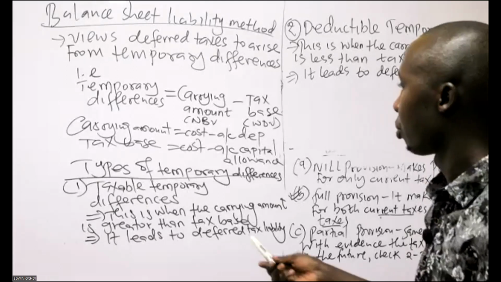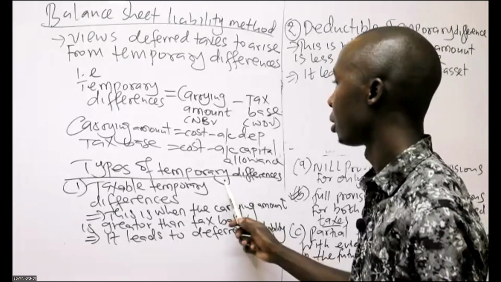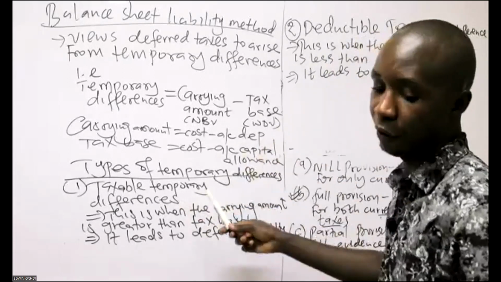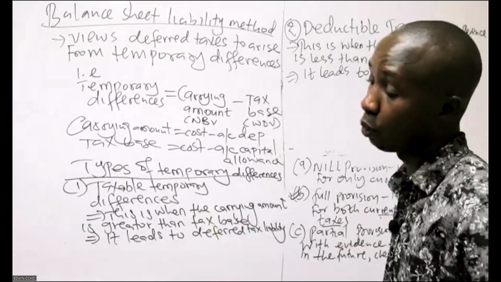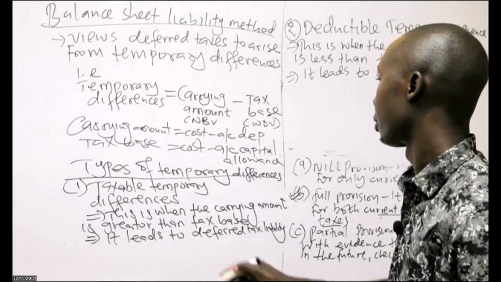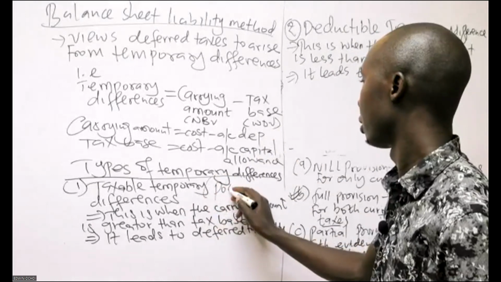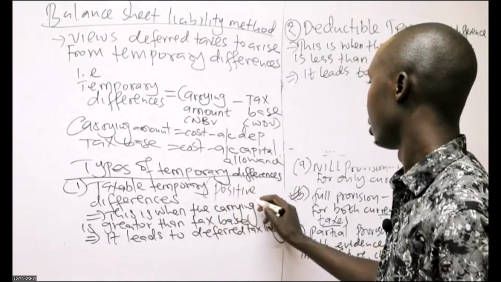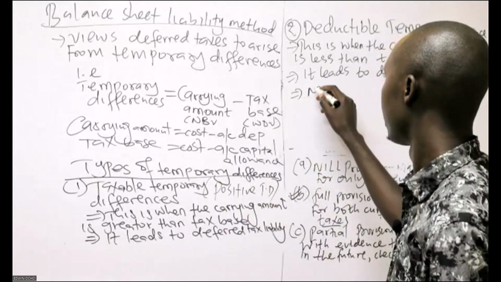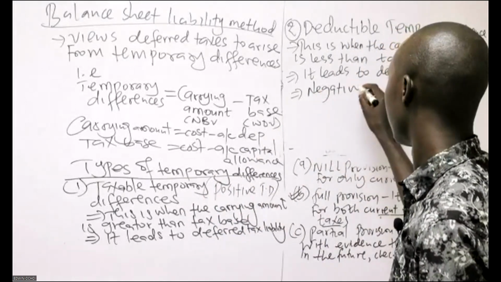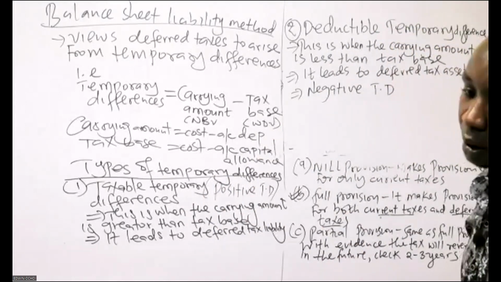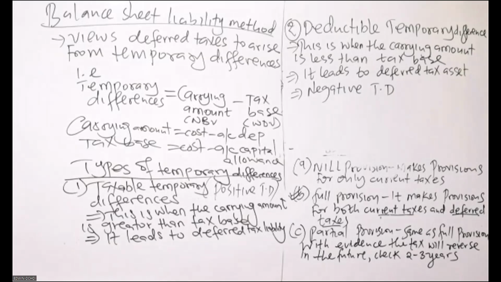So this one is a positive temporal difference. This one is a negative. The taxable temporal difference is a positive temporal difference. And the deductible one is a negative temporary difference.